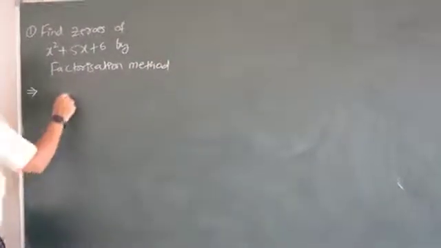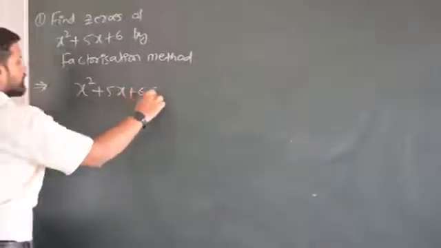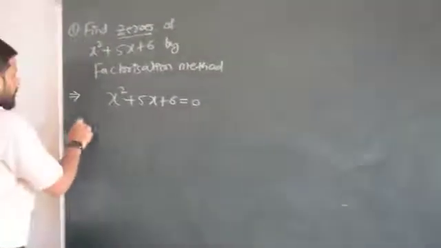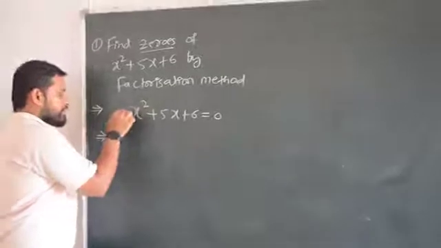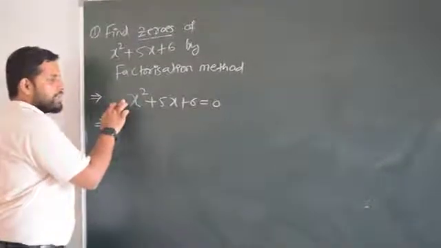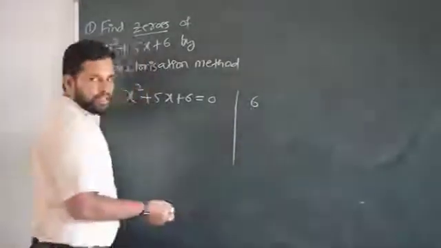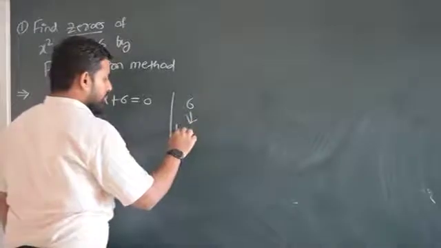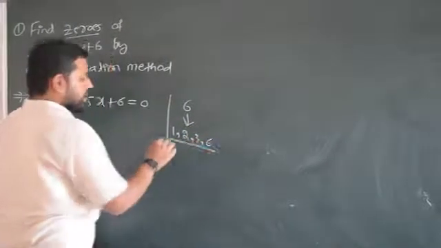Okay. Now, how to do this? x square plus 5x plus 6 equal to 0, right? Because they are asking for zeros. Everybody knows about this. First, you have to consider the coefficient of x square. If nothing is there, what is there? 1 will be there. So 1 into 6 means 6. You have to do it rough here. So what are the factors of 6? The factors of 6 are going to be 1, 2, 3 and 6.